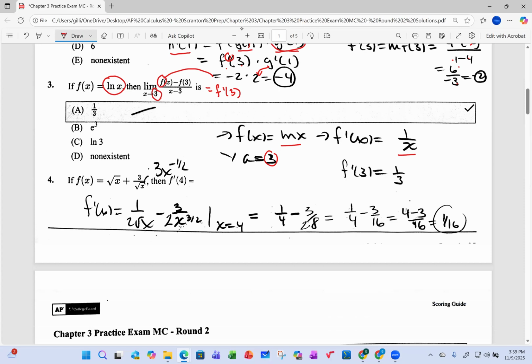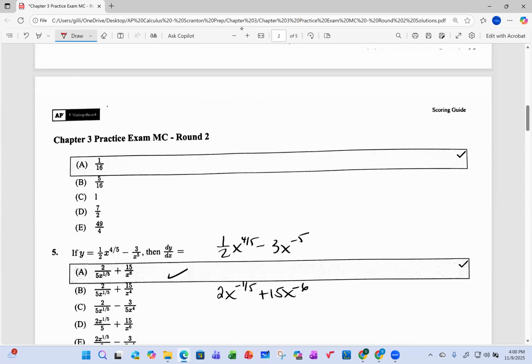And number 4, this derivative is 1 over 2 root of x. Make this x to the negative 1/2. And that derivative would be negative 3/2 x to the negative 3/2. And then kick it to the bottom. And then just sub in your 4. The square root of 4 is 2 times 2 is 4, so that's 1/4. The square root of 4 is 2, cubed is 8 times 2 is 16. And then 1/4 minus 3/16 is 1/16.